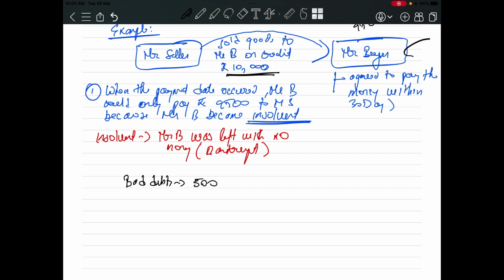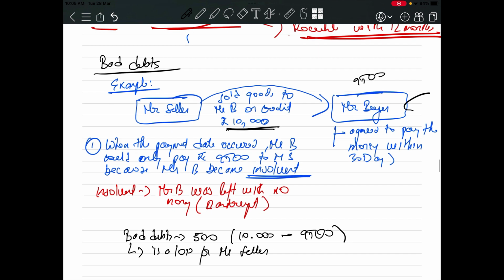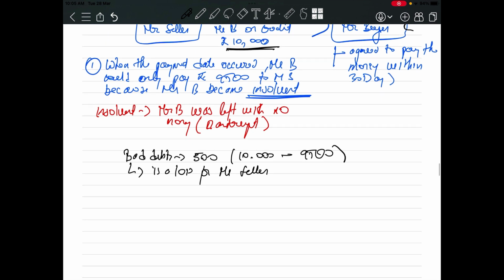500 rupees. How? He had to receive 10,000, but he could receive only 9,500. Okay, so can I say this bad debt is a loss for Mr. Seller? Now how will he record this in his books of accounts?